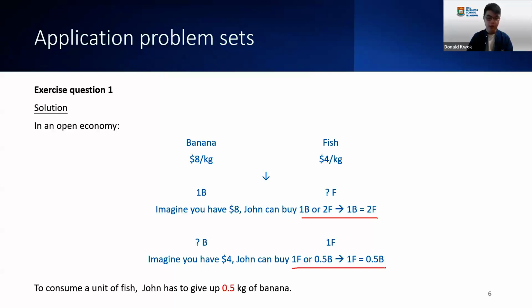So again, we have the results already. To consume a unit of fish, John has to give up 0.5 kg of banana to trade in the world market. Okay, as you can see, the opportunity cost in the closed economy and the open economy would be different.